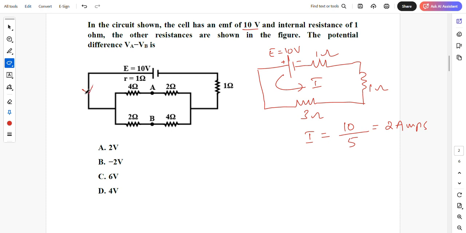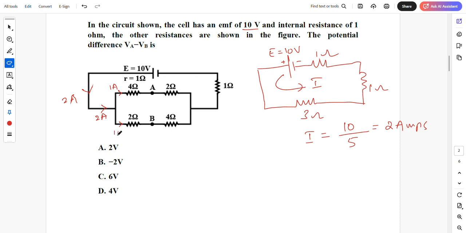Now, you note 2 amperes of current will be flowing here. That is the total current. 2 amperes will be flowing here, okay? Now see here, this is 6 ohm, this is 6 ohm. The current gets divided equally. Here 1 ampere will be there, here 1 ampere will be there.